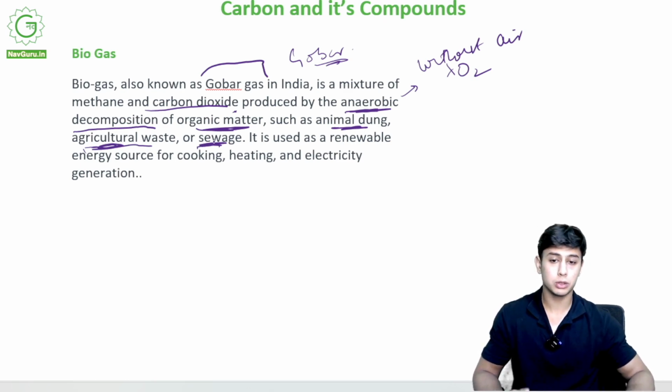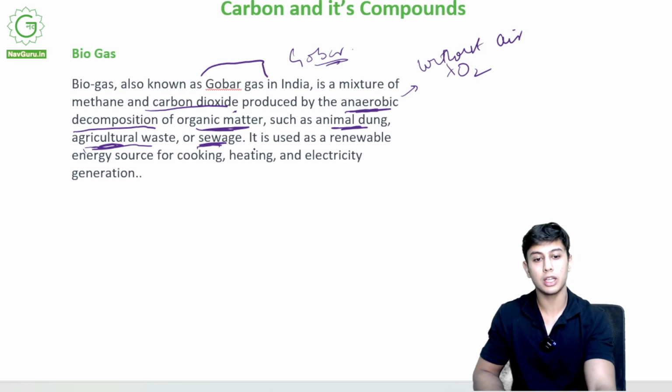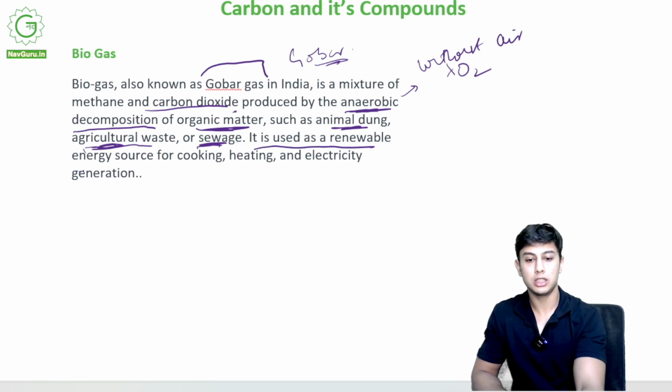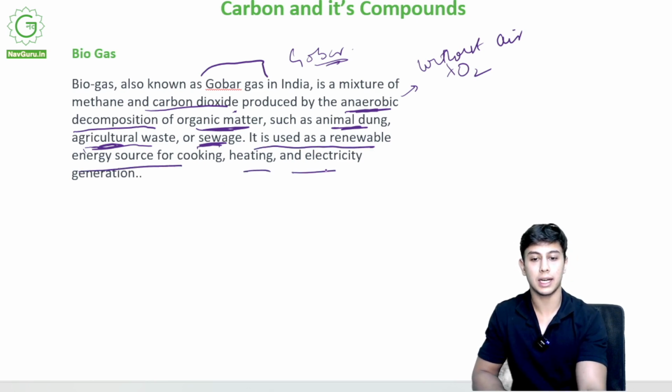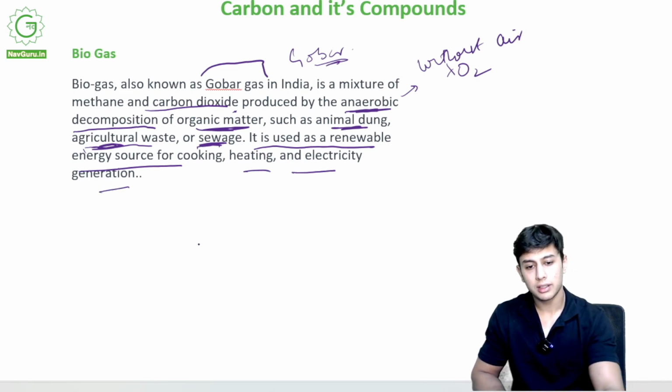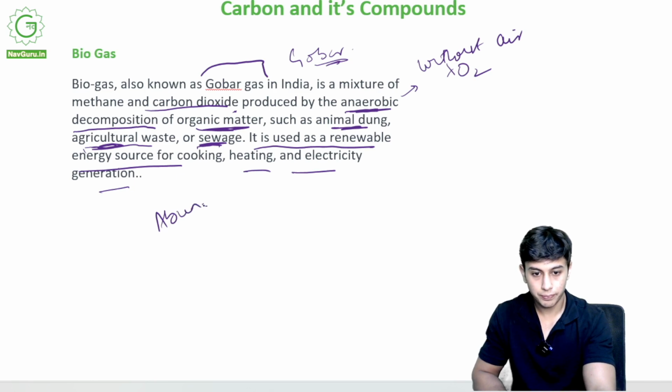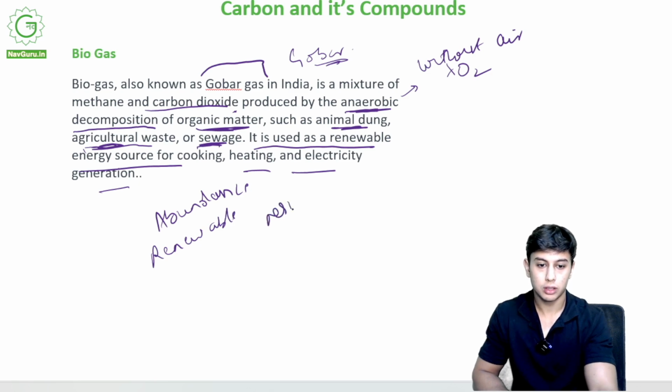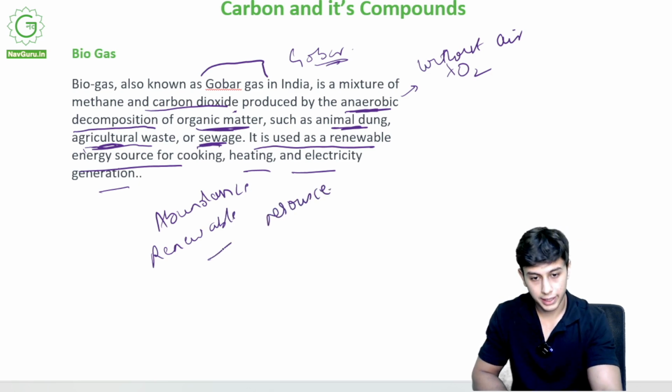It can be used to produce biogas. It is used as a renewable energy source for cooking, heating, and electricity generation. So it is renewable. There is abundance of it. It is a renewable resource. We can use it again and again.